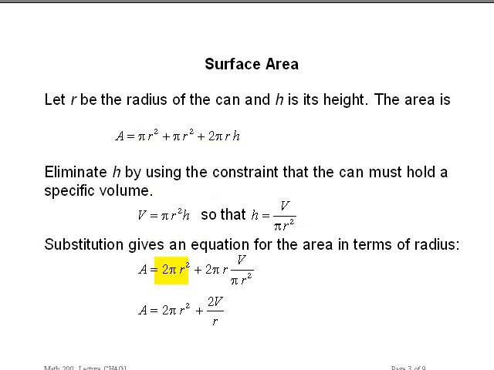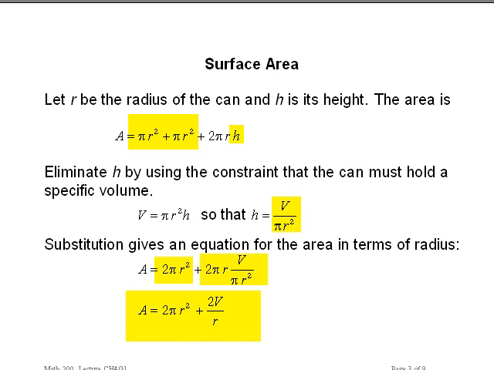I get the 2 pi r squared, and that's from these two terms, the top and the bottom of the can. For the sides, I had the h. I substituted this. So I get 2 pi r times V over pi r squared. It can cancel one of those r's and the pi. And here is the expression for the area of the can. So this is the area of the can in terms of radius.